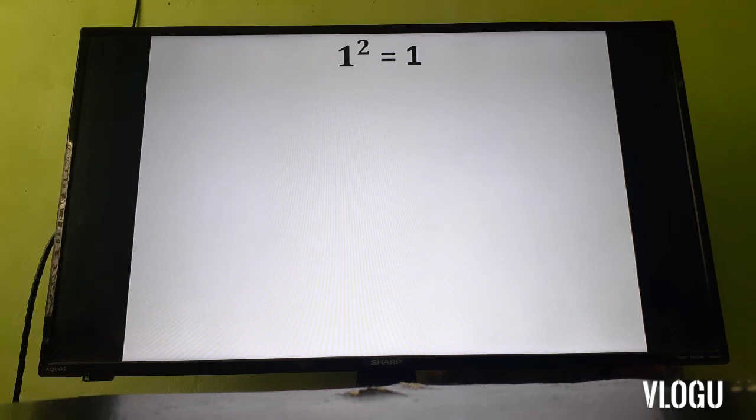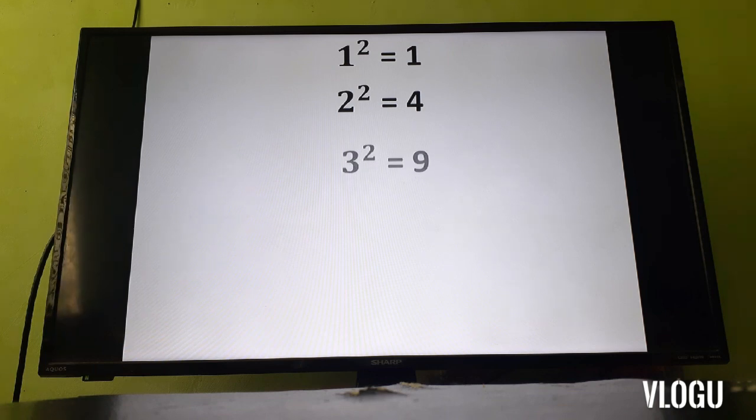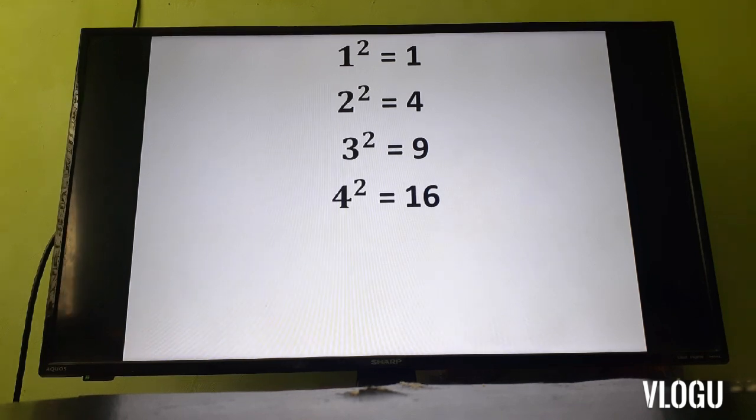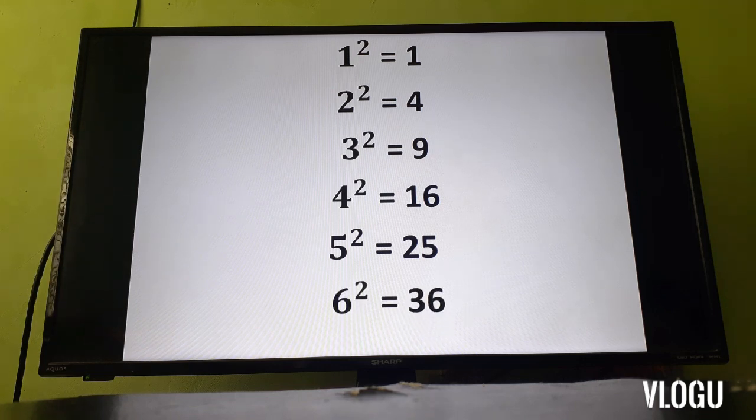of a given number. Ang square ng 1, that is equals to 1, ang ibig sabihin nun, we are going to multiply the number by itself and the result is equals to 1. Square of 2 is 4, that is 2 times 2 is equals to 4. Square of 3 is 9. The square of 4 is 16, the square of 5 is 25, and the square of 6 is equals to 36.